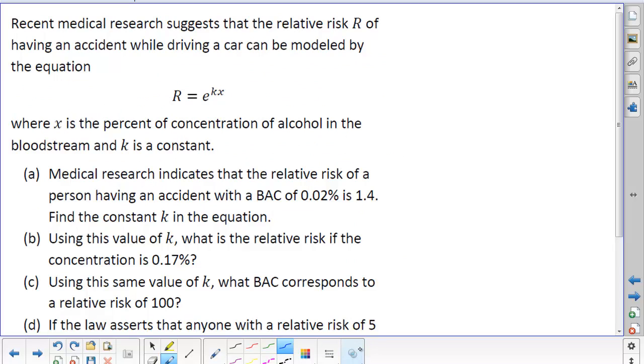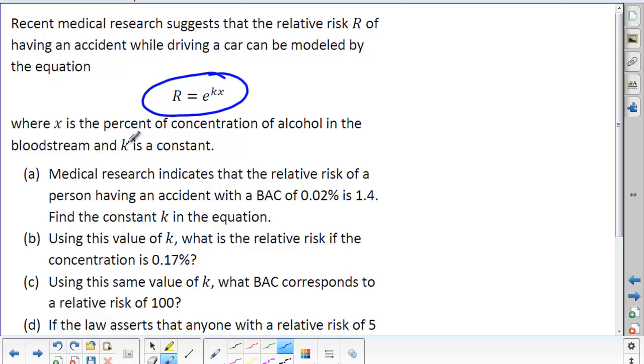Recent medical research suggests that the relative risk R of having an accident while driving a car can be modeled by this equation. R equals e to the kx, where x is the percent concentration of alcohol in the bloodstream and k is a constant. So that's what we got. There's an exponential function, R equals e to the kx. R is the relative risk we just talked about, x is the blood alcohol concentration, and k is the constant.